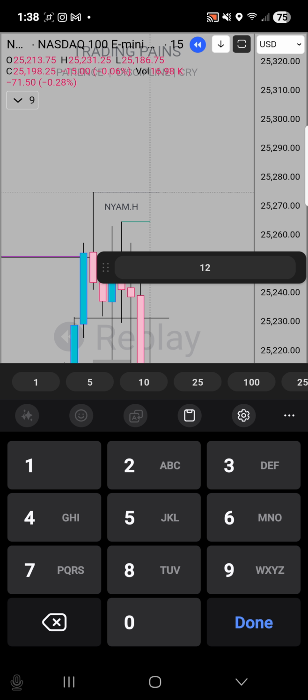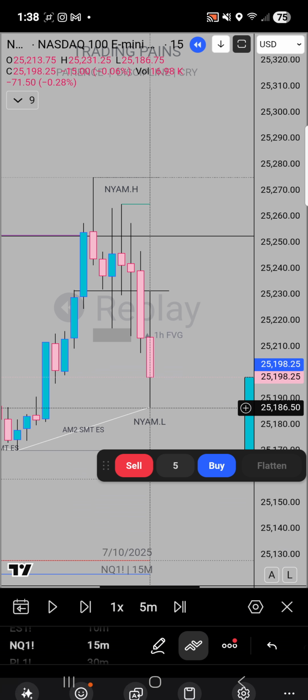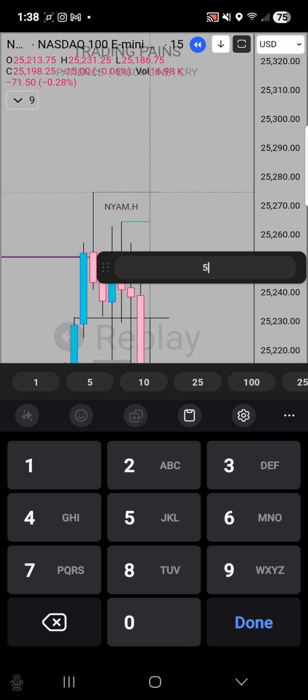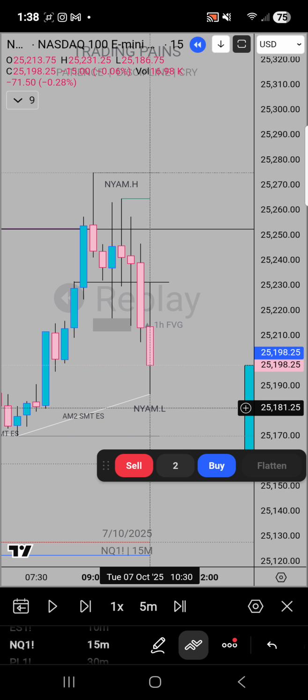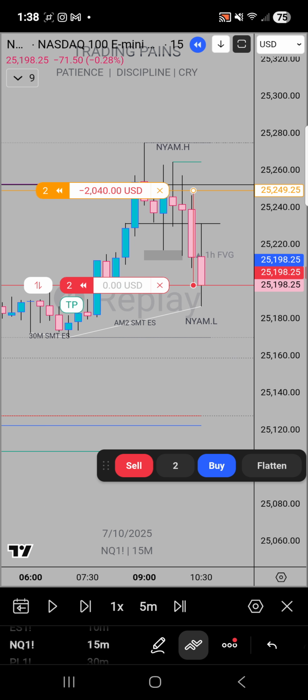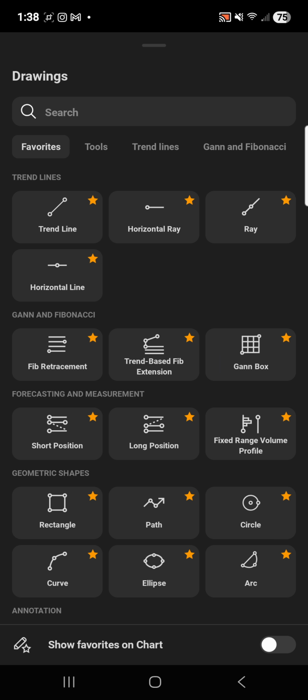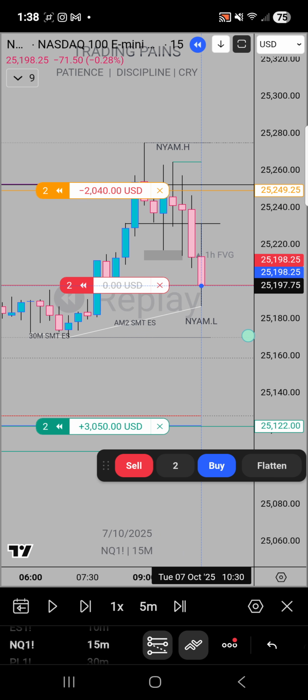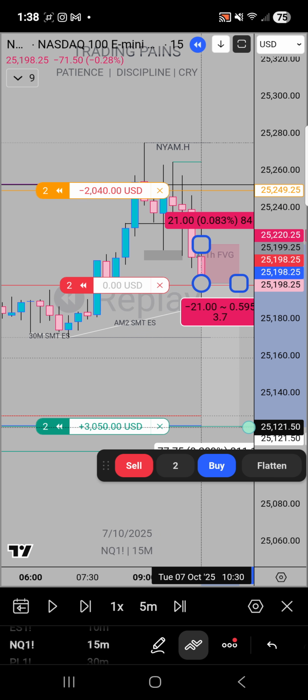Let's do 2. Oh my gosh, 2. And then we sell. The amount's going to be quite large, but that's okay. We're looking for the success of the strategy, not for profits. And then we're targeting Asia low. Let me put a position tool in there so we can see visually how well this works out.